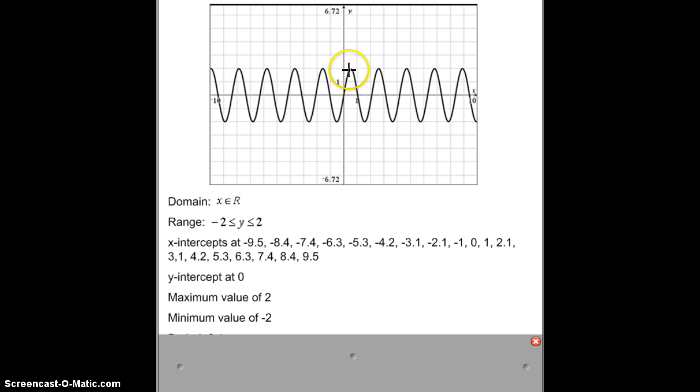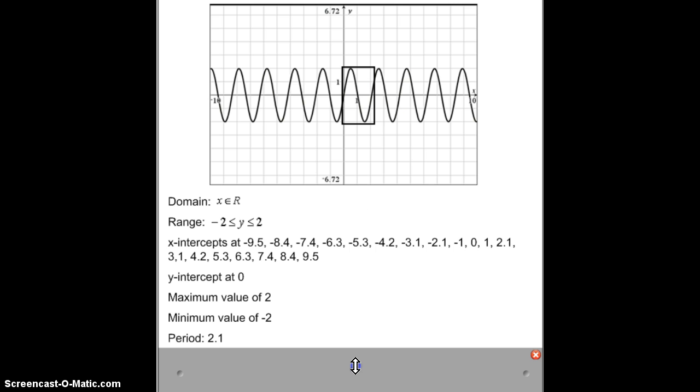The period is the distance from the beginning to the end of a cycle. We're going to draw a box around one complete cycle. Notice that this is the shape that's repeated to create the graph. The distance from the beginning to the end of the cycle is slightly over 2. So we're going to approximate and say that the period of this graph is 2.1.